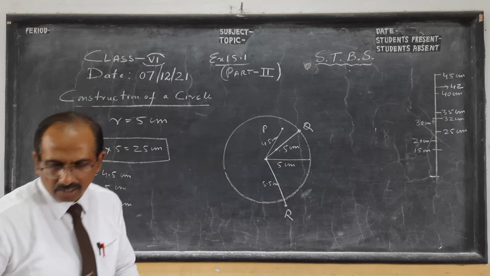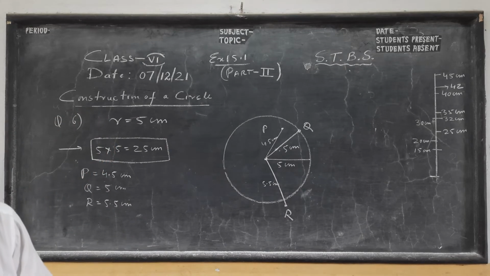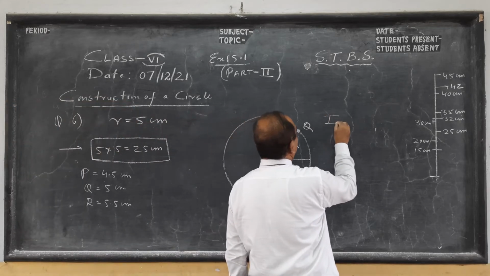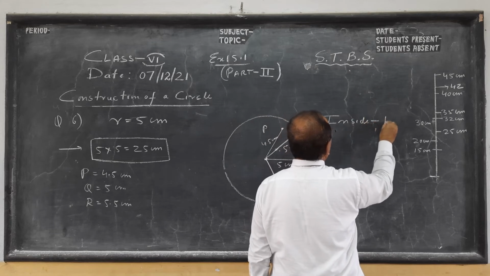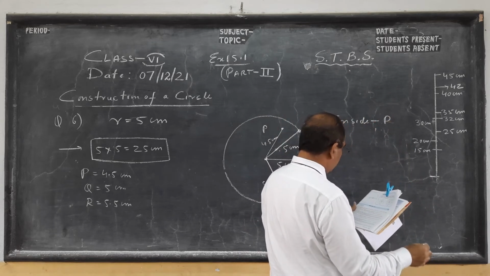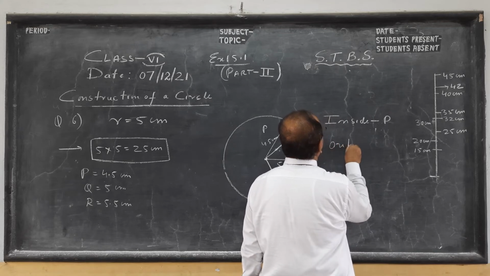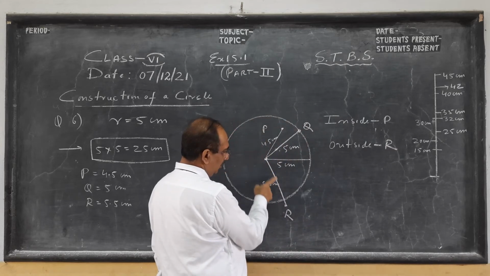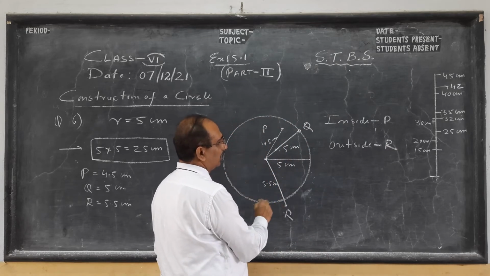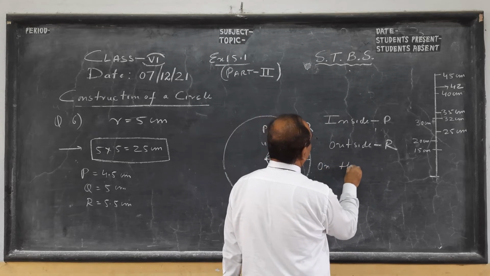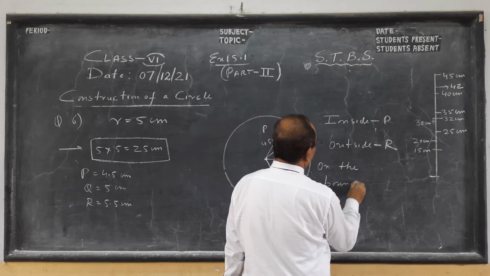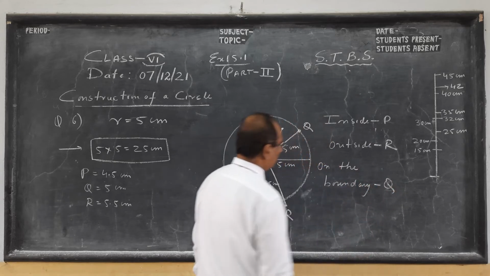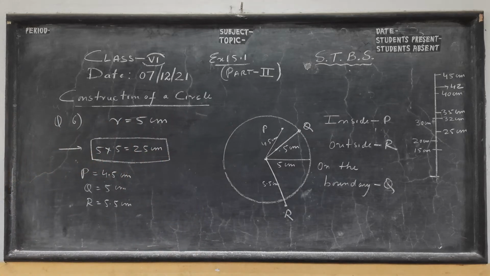So the question is, if you see question number 6, name the points that are inside. So P is inside, so we can write the answer, the point which is inside is P. The second question is outside and on the boundary. Outside, I told you why. Outside is R, children, because its distance from the center of the circle is more than the radius. And on the boundary, which point is there? We see it is point Q. So this was, children, our question number 6.